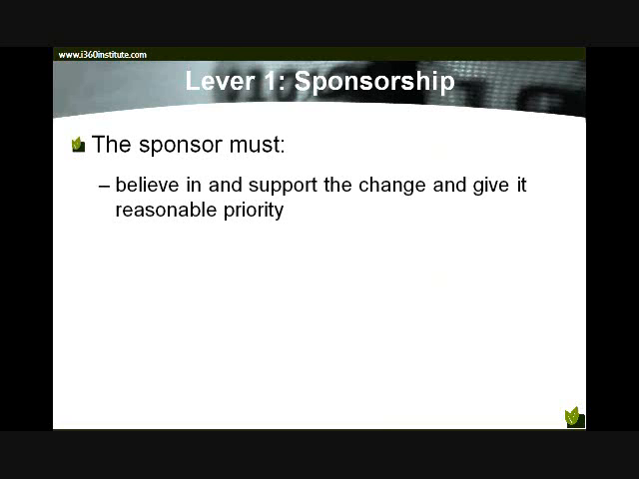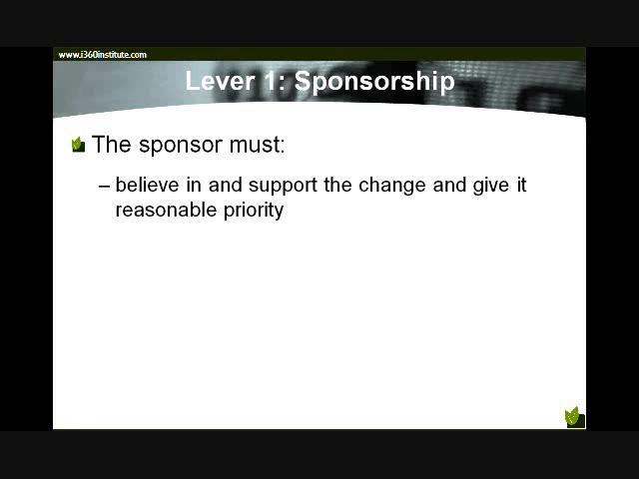Our first lever is sponsorship. So let's talk a little bit about sponsorship. When we say sponsor, I'm talking about one individual, the one person who, with the stroke of a pen, can make the change to the process, and who will be looked upon as the accountability person. Who is going to be responsible for, who is going to be held accountable for the successes in this particular change event. Whoever that individual is, we also call that a process owner as well.